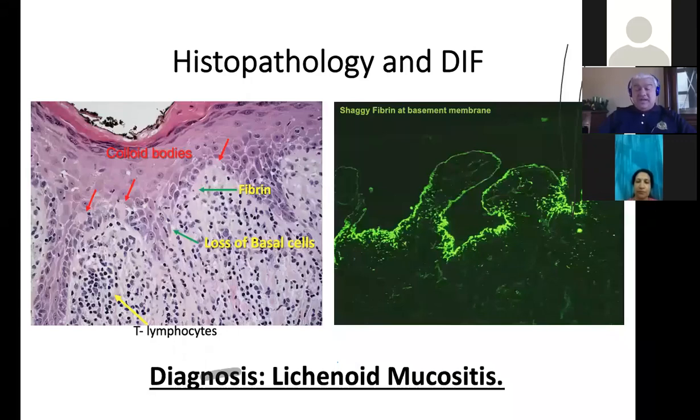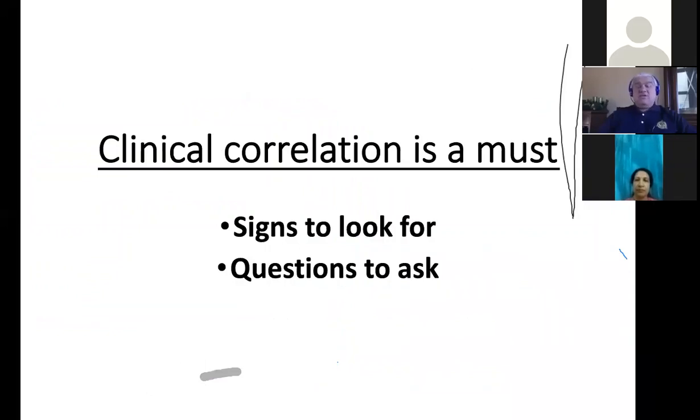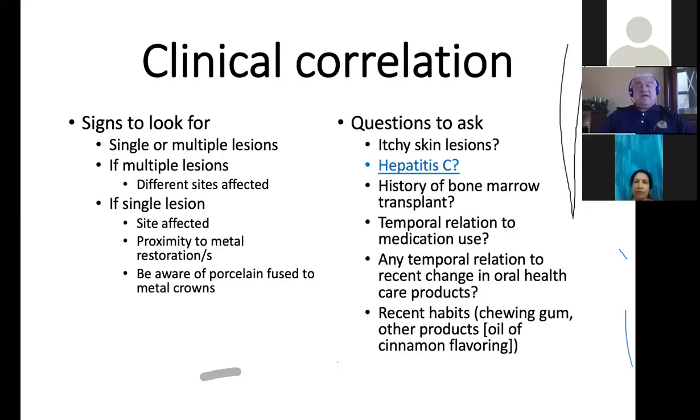Now the clinician is in a dilemma. What is lichenoid mucositis, and how does clinical correlation help? So what are the signs you look for to allow you to distinguish one lichenoid mucositis from the other, and lichenoid mucositis from lichen planus, that you're going to ask of the patient? So the signs that you're going to look for are, how many lesions do you see? Is it a single lesion? Are there multiple lesions? If there are multiple lesions, how many different sites are affected? And what is the proximity of this lesion to metal restorations?